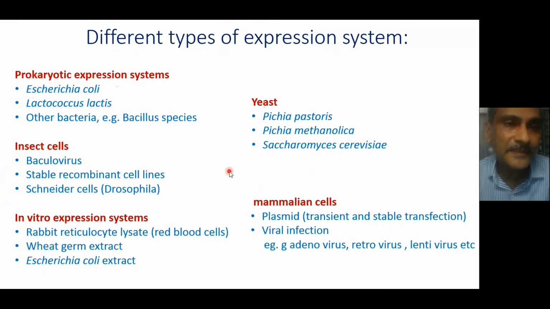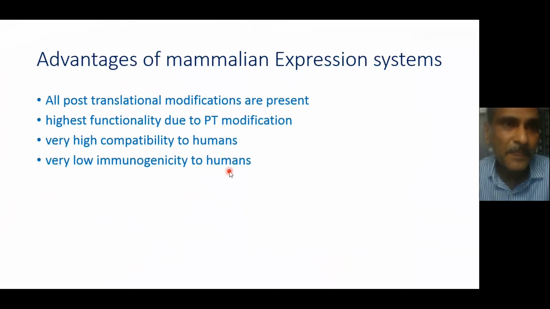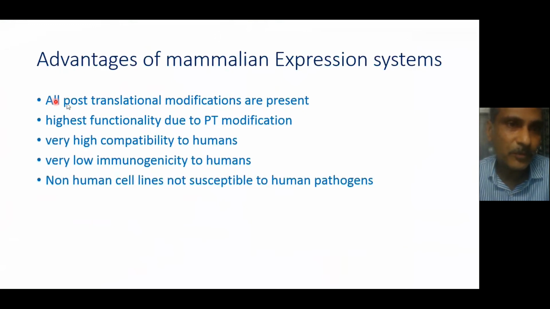So today we'll discuss in detail how this system works. So what are the advantages of using a mammalian or eukaryotic expression system? We get most of the post-translational modifications in them, which will make the protein highly functional. Also, it will be compatible with humans because it's a eukaryotic system, and that will produce low immunogenicity to humans, so the immune reaction will be less.